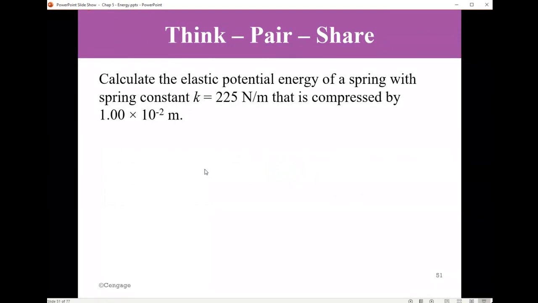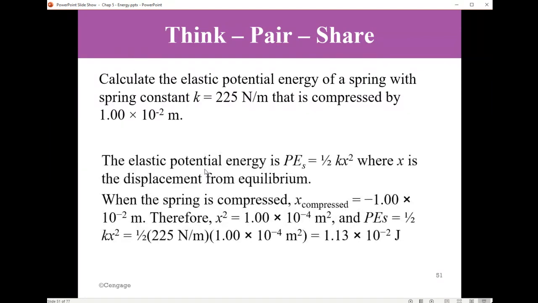Calculate the elastic potential energy of a spring with spring constant 225 newtons per meter that is compressed by 1 centimeter, 1 by 10 to the minus 2 meter. In this case, the elastic potential energy is half kx squared. X is the displacement from equilibrium. When it is compressed by 1 centimeter, x squared is 1 centimeter by 1 centimeter. This is 10 to the minus 4 squared meter. We have to use SI units. For x, it is meter, not centimeter.